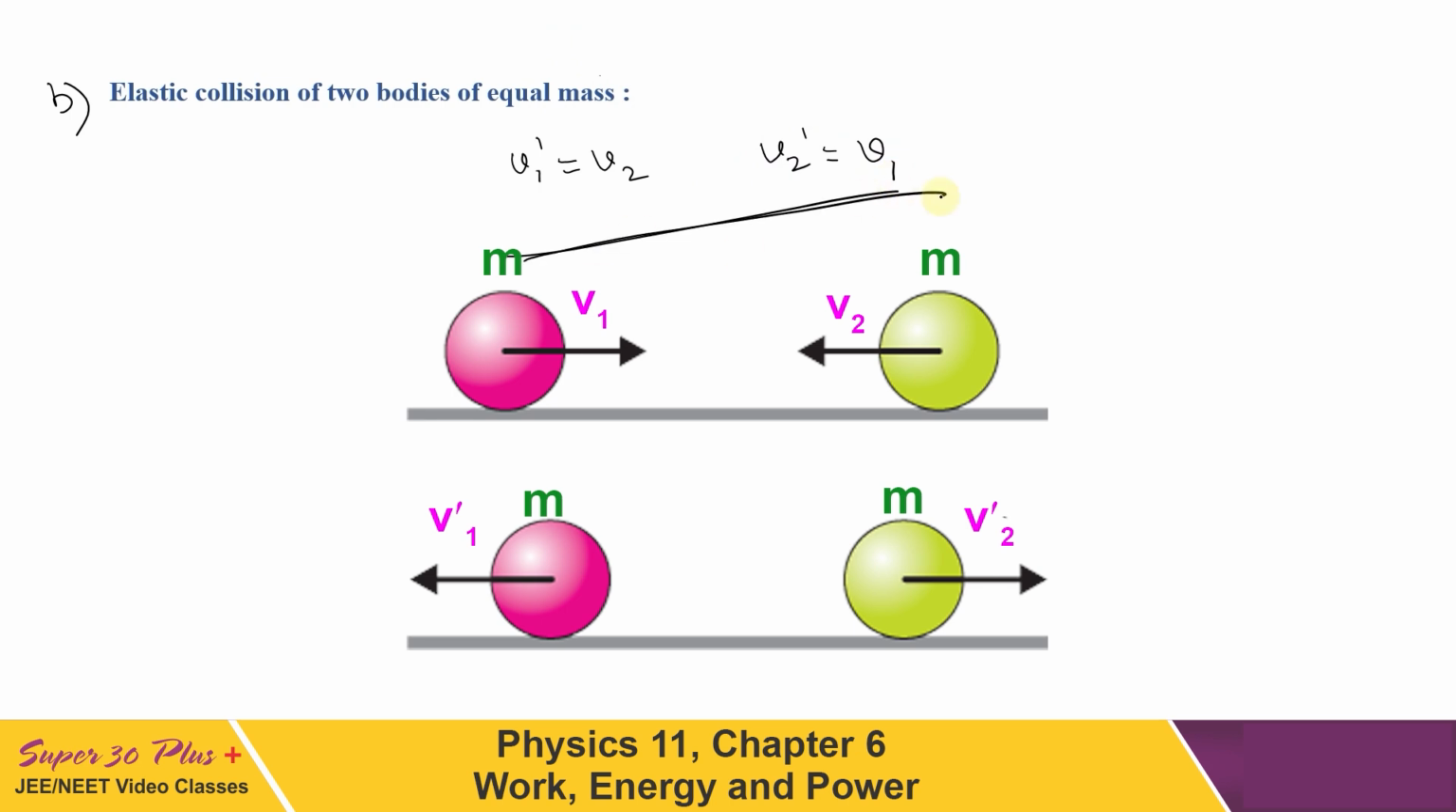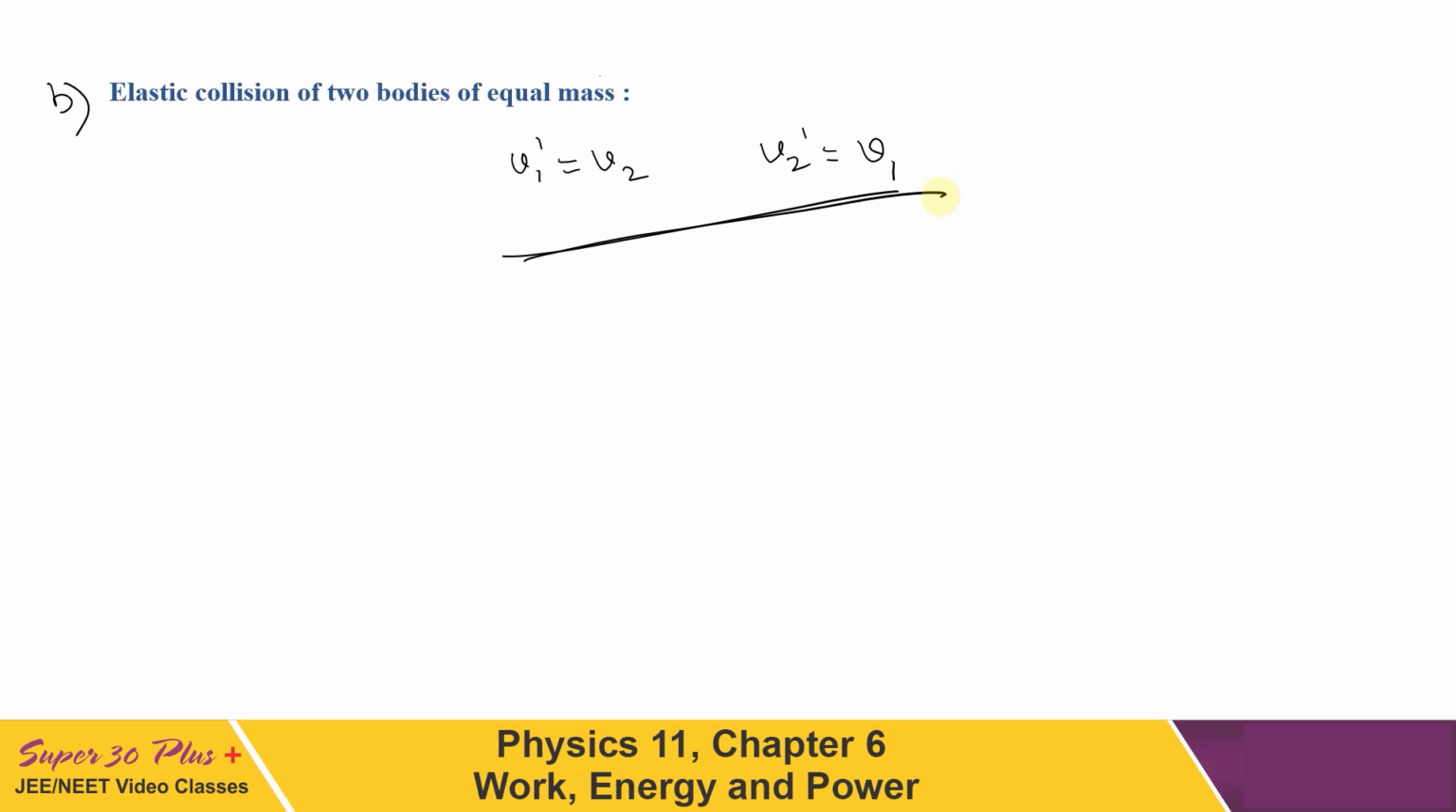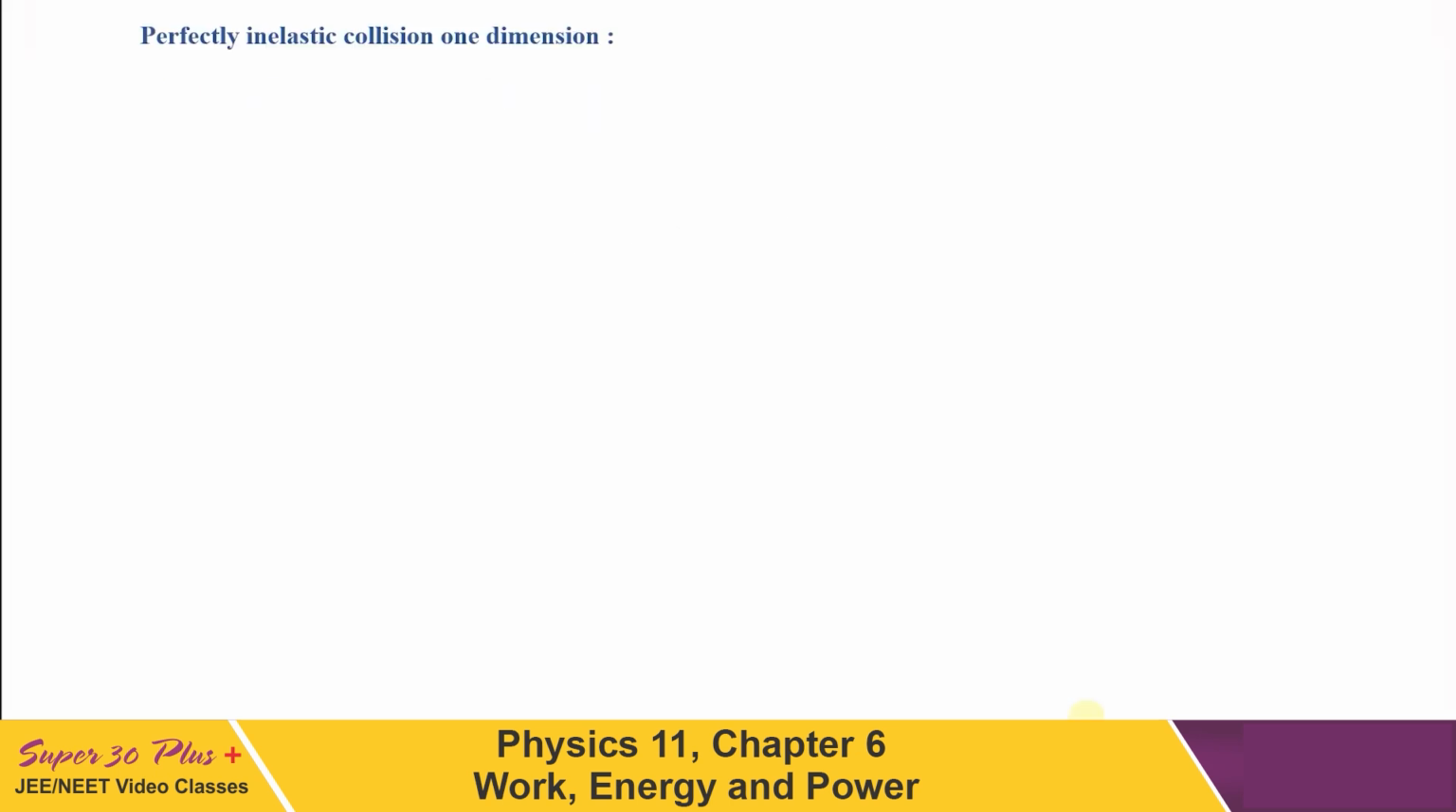So this will be very useful while solving numericals. Whenever you see in a numerical that the bodies colliding have the same mass, we can simply exchange their velocities after collision. Now we have to consider perfectly inelastic collision in one dimension.